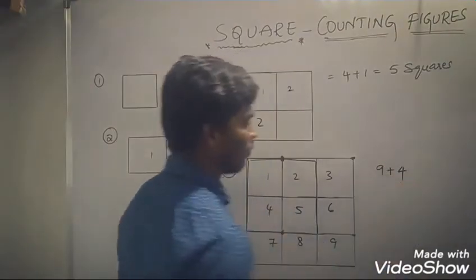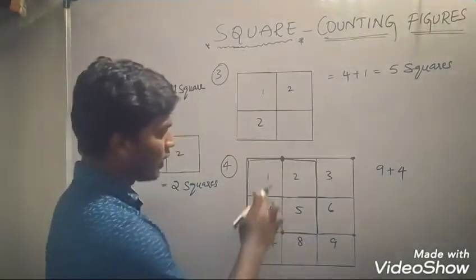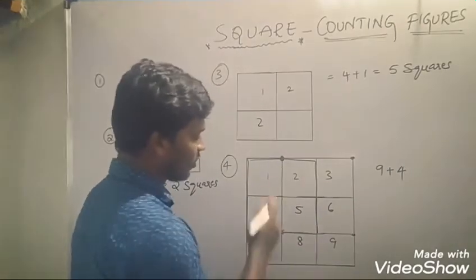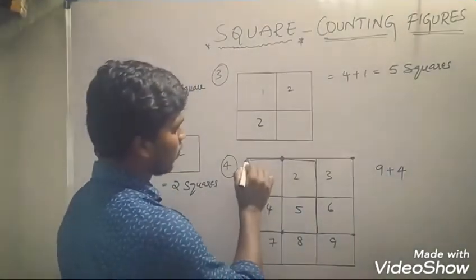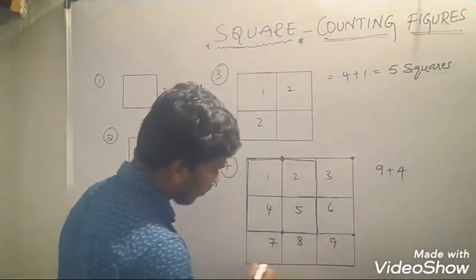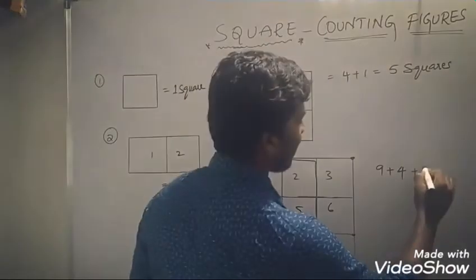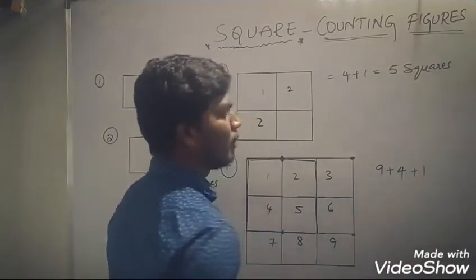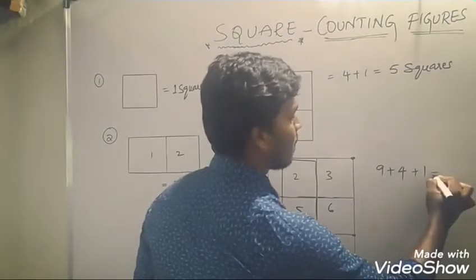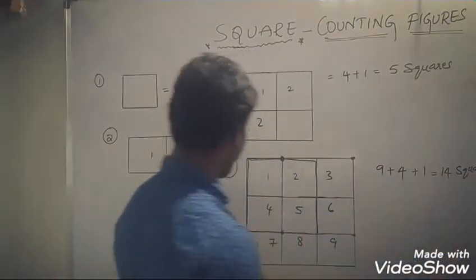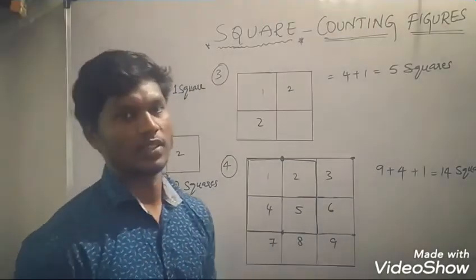So 9 plus 4. Now the combination of 3, that means 3 squares. 1, 2, 3, 4, 5, 6, 7, 8, 9. So 3 into 3, the outer line will make one big square. So finally we got 9 plus 4 which is 13, plus 1 which is 14. Therefore in figure number 4 we have 14 squares.